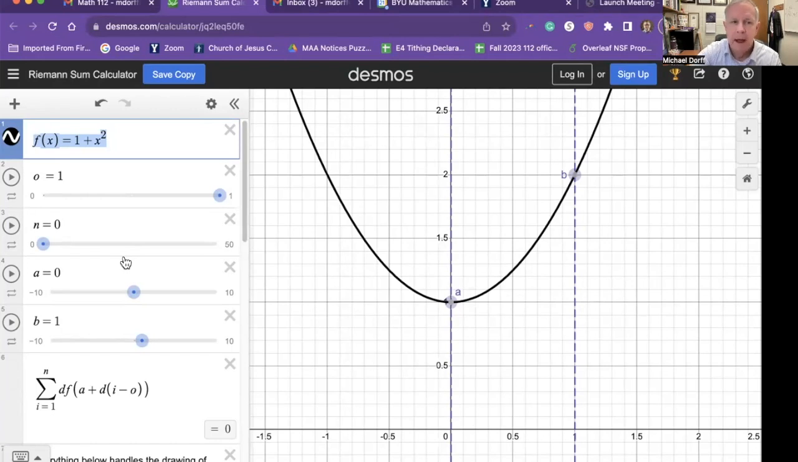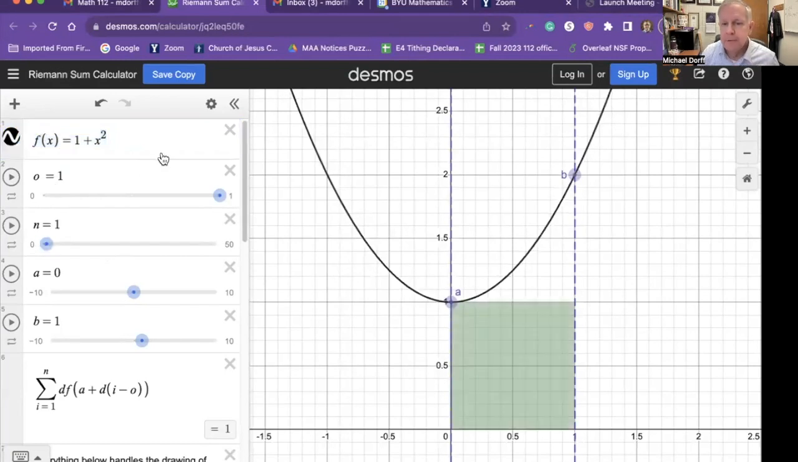How am I going to do that? I'm going to do that by putting a rectangle underneath this to approximate it. So let's put one rectangle there. It's between x equals 0 and 1, and it's below the graph of the curve and above the x-axis. What's the area of that rectangle? Well, it has a base of 1 and a height of 1, and so the area is 1.